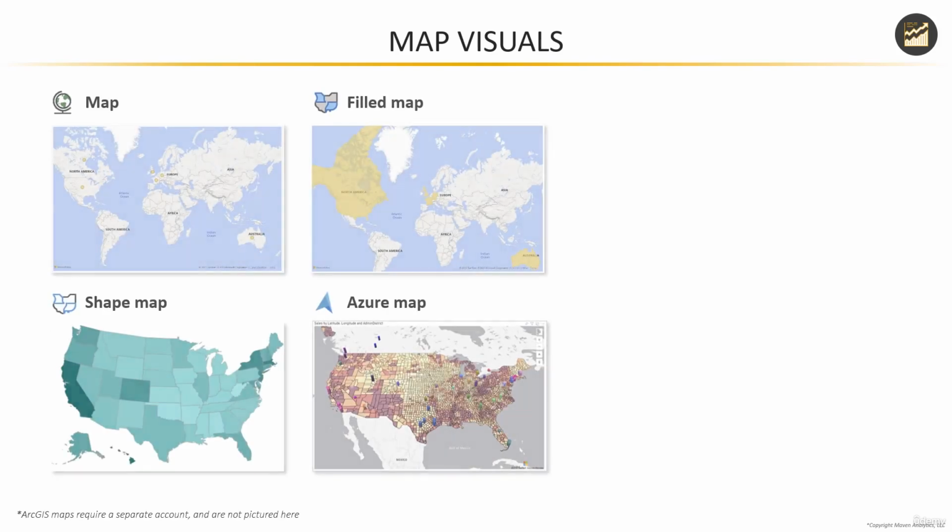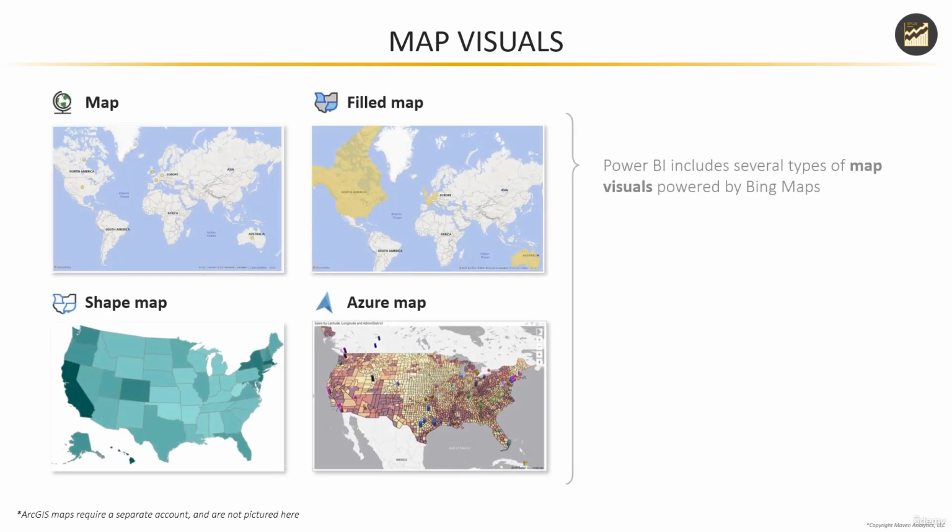Next up, let's talk about map visuals in Power BI. So you may have noticed that Power BI does include several different types of maps, many of which are powered by Bing Maps. Now there are a few other options here. There's ArcGIS maps. Those require separate accounts, so they're outside the scope of this course. But if you do have geospatial data, you've got a lot of different native options to work with.